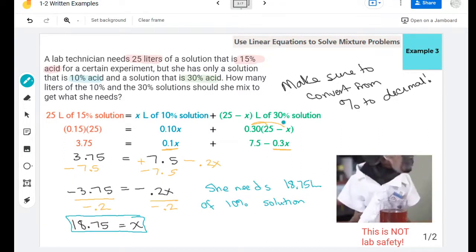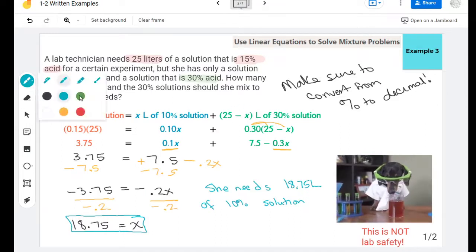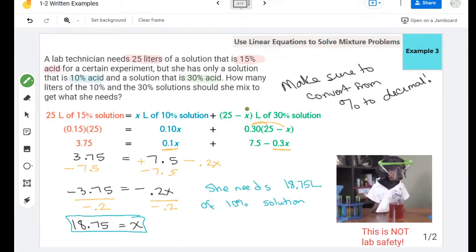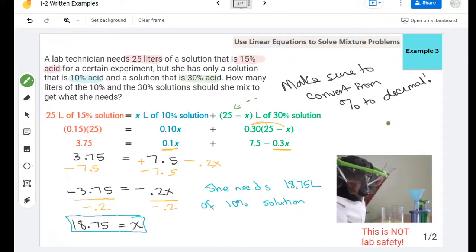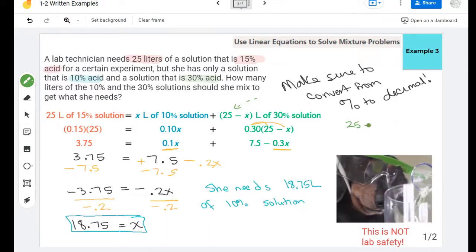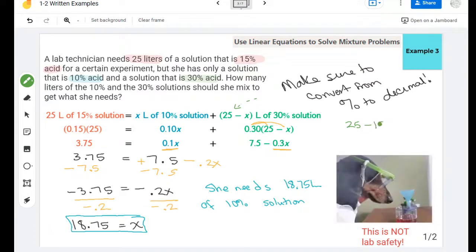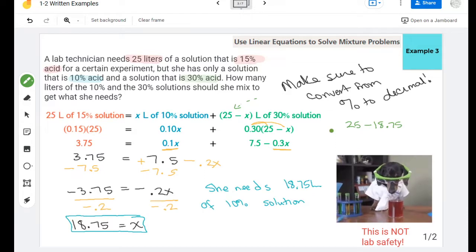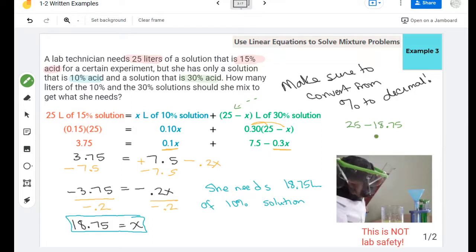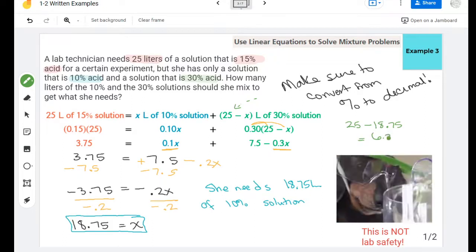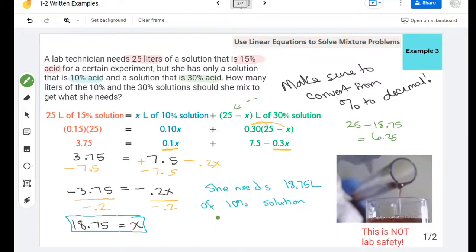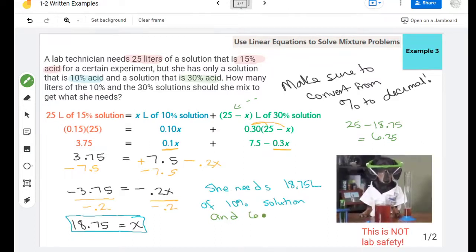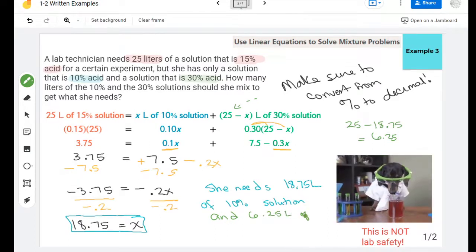And then I need to go ahead and figure out the amount of solution for the 30% solution. So to do that, I'm just coming back right to this part right here. So I'm going to do 25 minus the 18.75 that we just got. And that'll tell me the amount of the 30% solution. So when I do that in my calculator, I get 6.25. So I'd say, and 6.25 liters of the 30% solution.